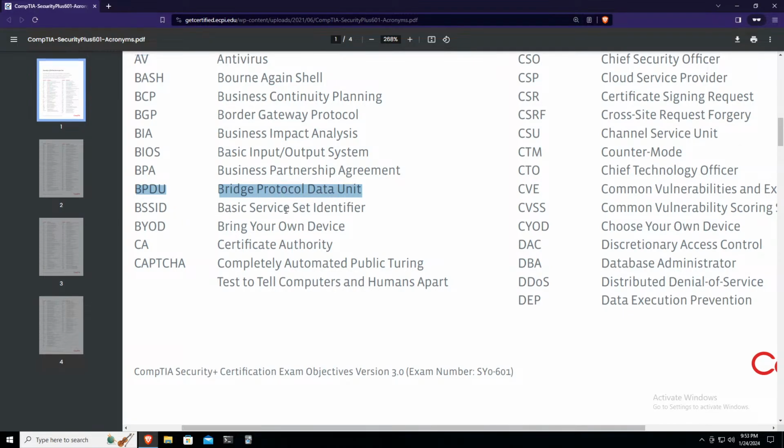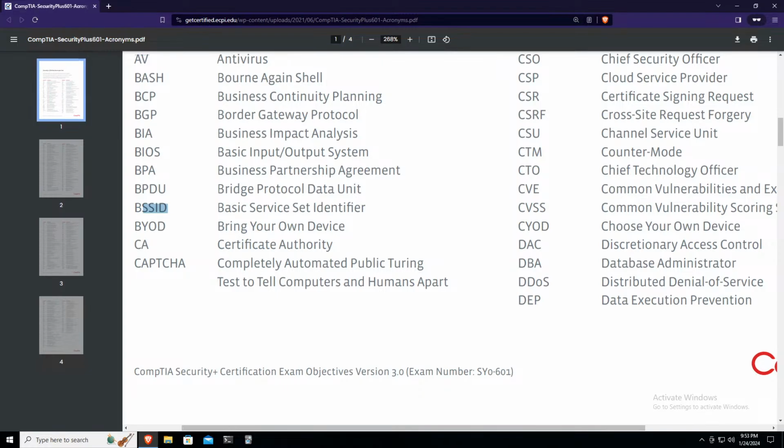BSSID, Basic Service Set Identifier. So an SSID, usually the easiest way I can remember it is the name, essentially the identifiable thing that's used to set a network up. So an SSID would be directly the name of the network, right? If we created a Wi-Fi for a household and then gave that Wi-Fi a name, the name of that Wi-Fi would be the SSID, right?